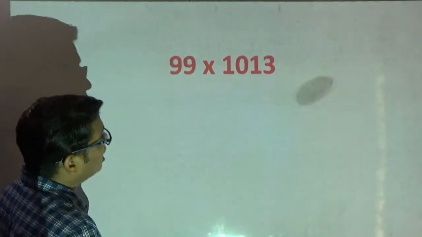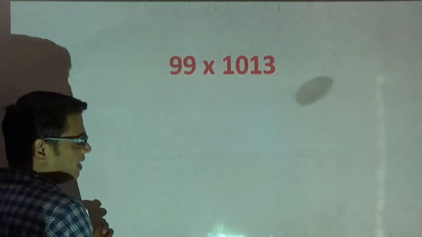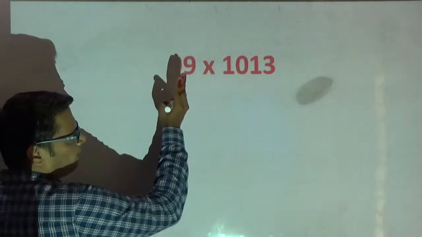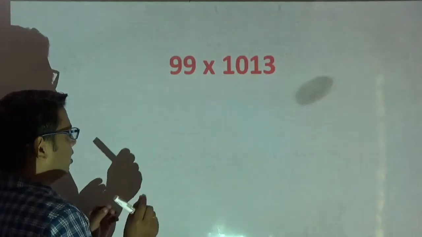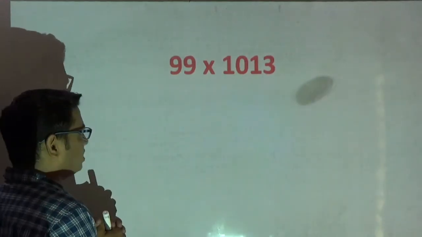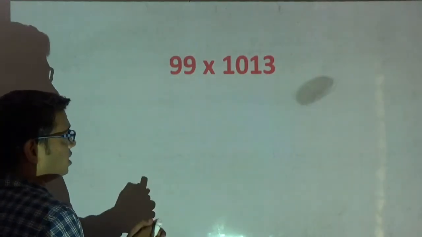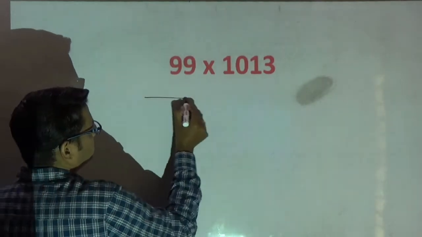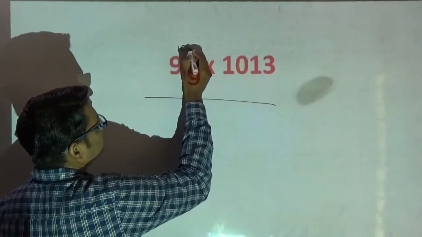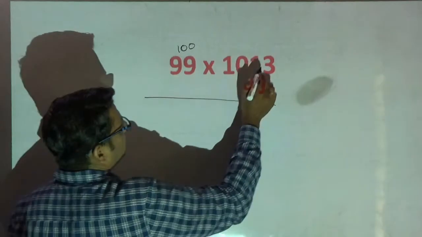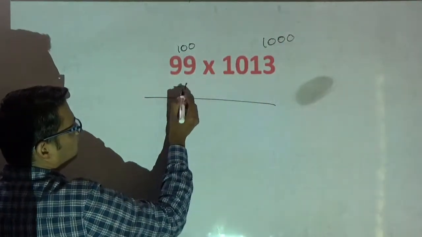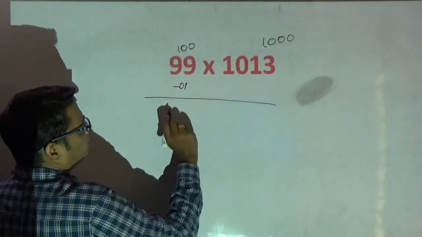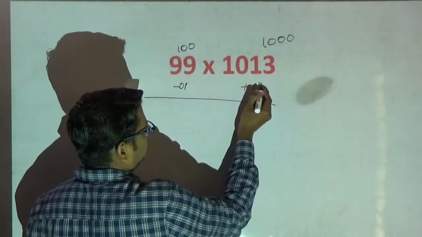Okay, now see, now I'm taking numbers, one number below your base, one number above your base. Please observe. Now the concept I'm changing. Kindly observe what you are supposed to do. The base is 100. Here the base is 1000. This is below base by 1. I can write 0, 1 or 1. This is above by 13.